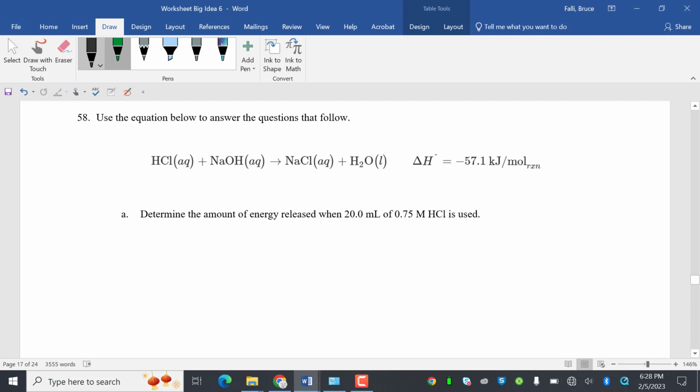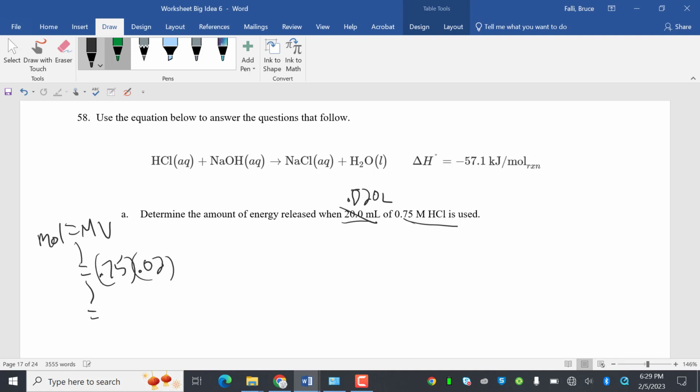Use the equation below to answer the following question. Determine the amount of energy released when 20 milliliters of 0.75 M HCl is used. Okay, energy released. Whenever I see molarity, I know I'm going to use moles equals molarity times volume. 20 milliliters is 0.020 liters. So my moles are going to be 0.75 times 0.02, which is going to be 0.015. Better label that HCl.